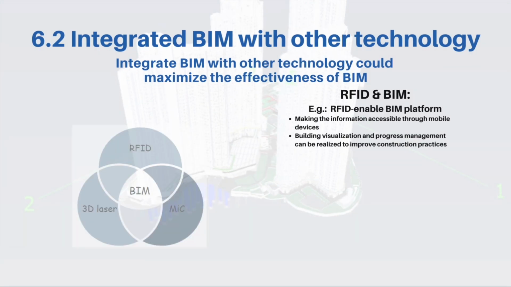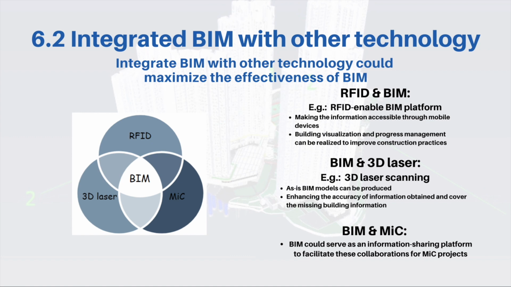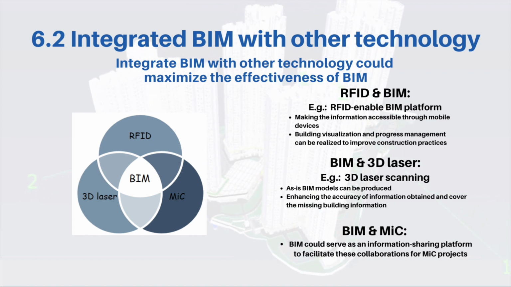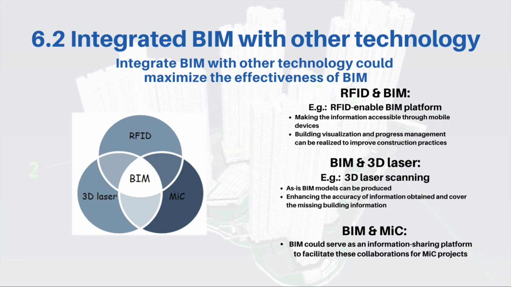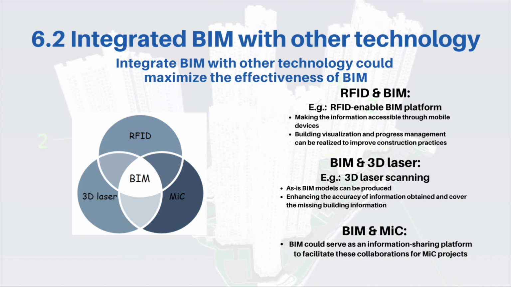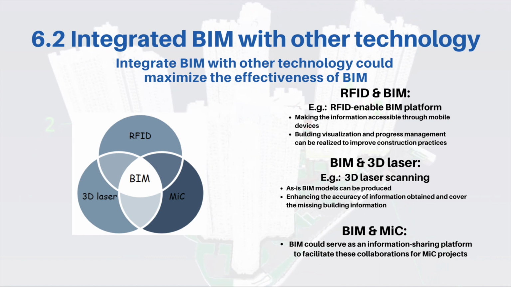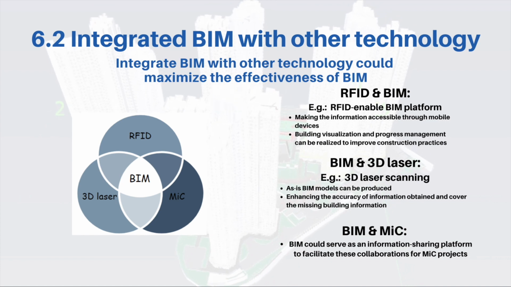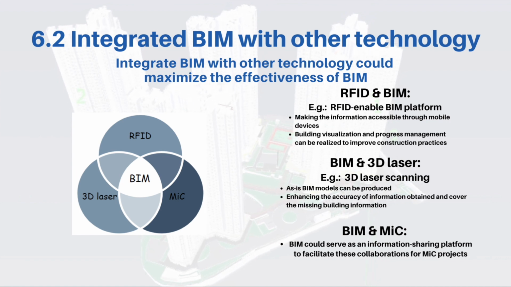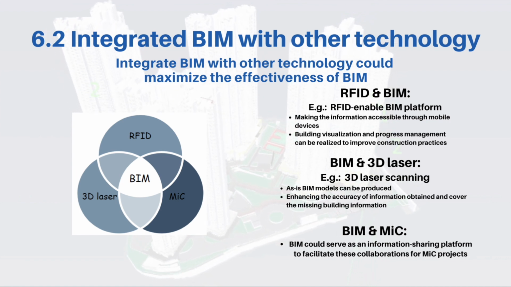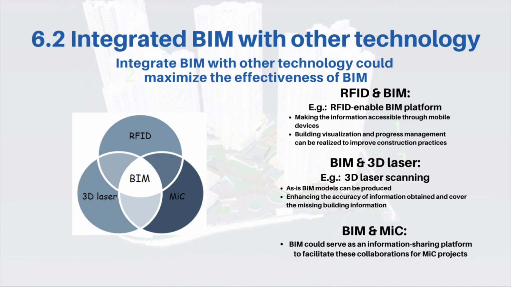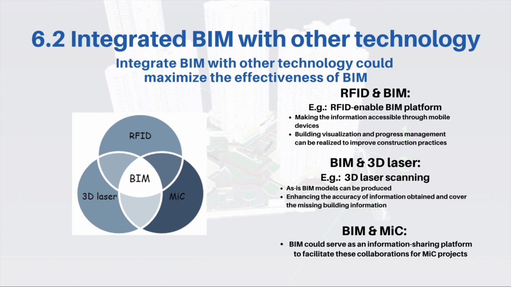On the other hand, integrating BIM with other technology could maximize the effectiveness of BIM. For example, an RFID BIM platform. This can make the information accessible through mobile devices. The users can check and manage information in real time. Also, building visualization can be realized to improve construction practice. Another integrated application is 3D laser scanning. Using this technology, BIM models can be generated to enhance the information accuracy. BIM also helps in the implementation of MIC projects. It can serve as an information sharing platform to facilitate the collaboration for MIC projects.